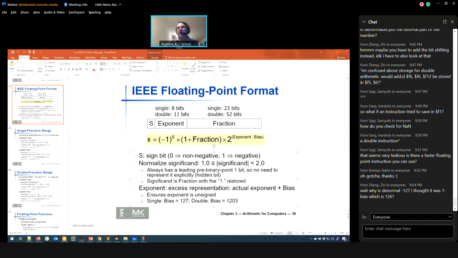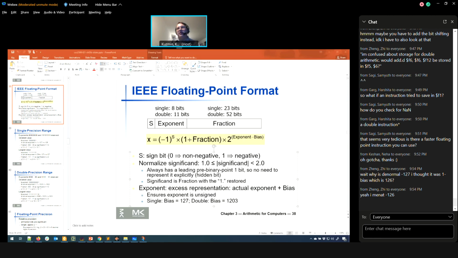Let me now scroll down. Wait, why is normal negative 127? I thought it was 1 minus bias, which is, well, bias is 127, so 1 minus 127 is going to be negative 126. So, you are correct, it's negative 126.